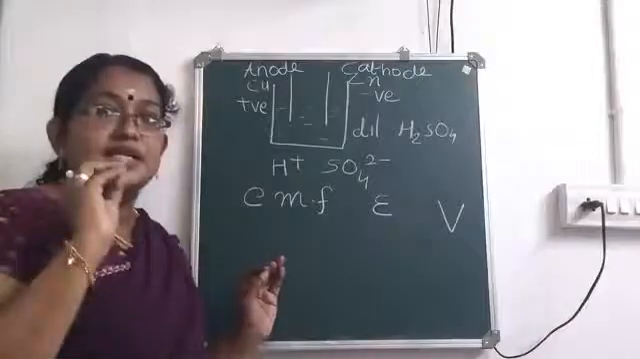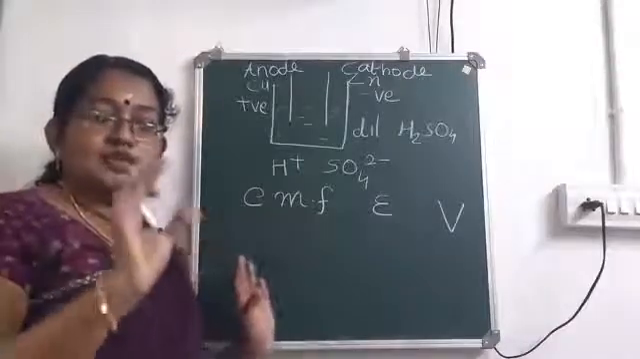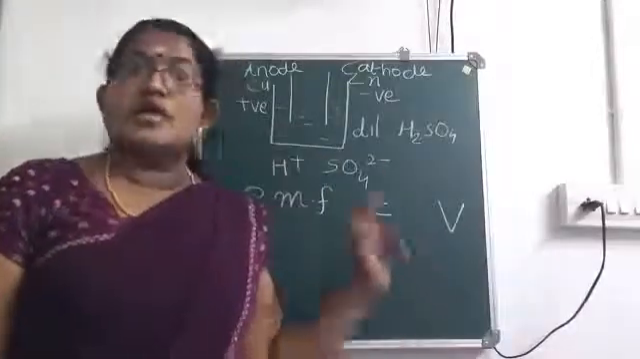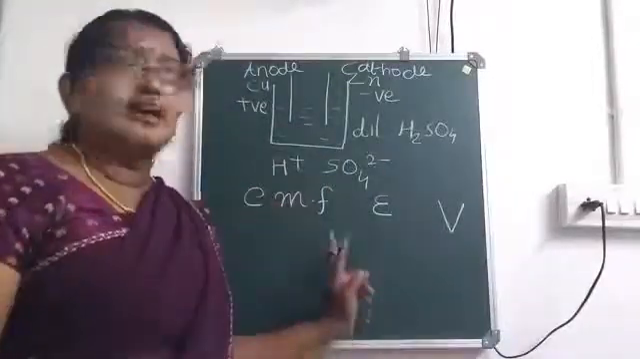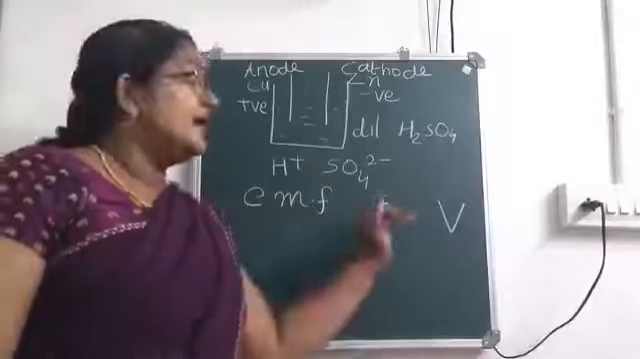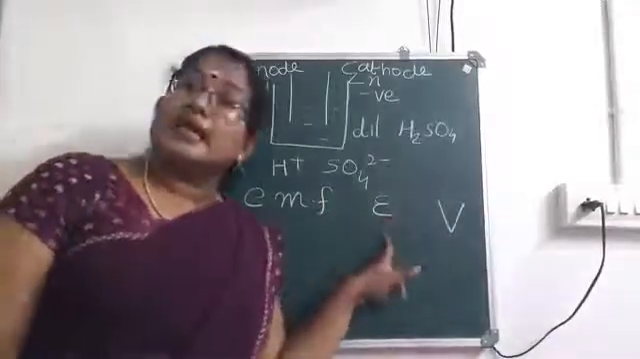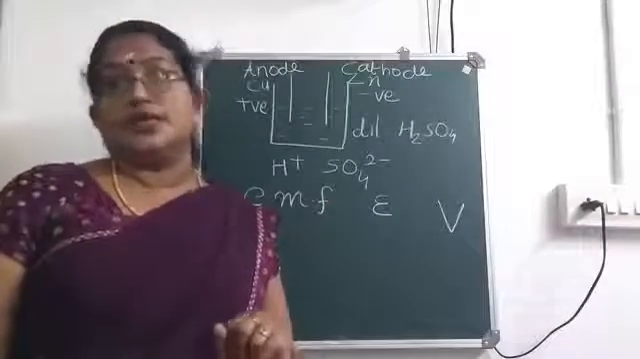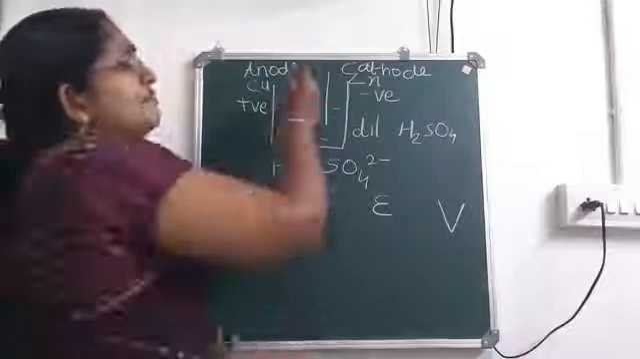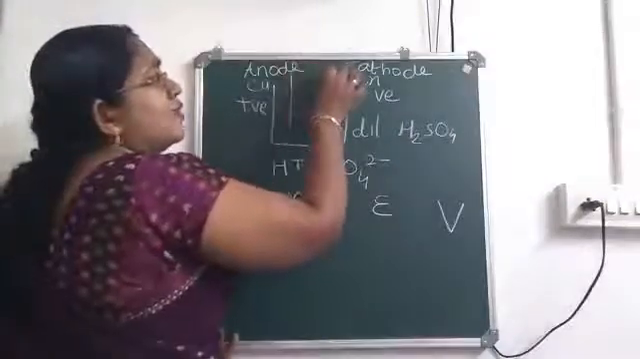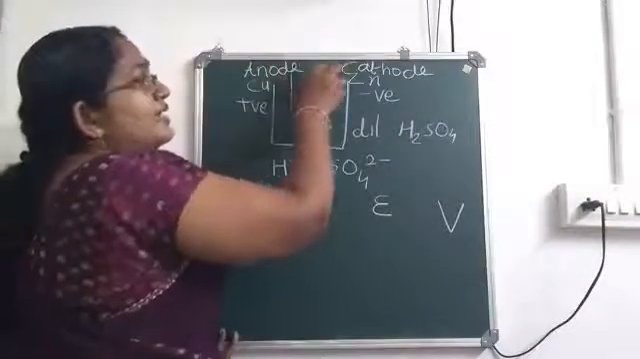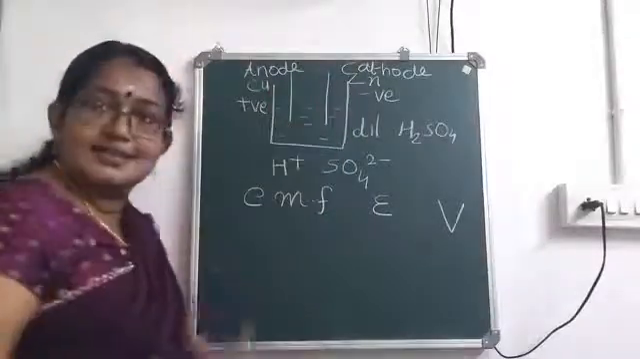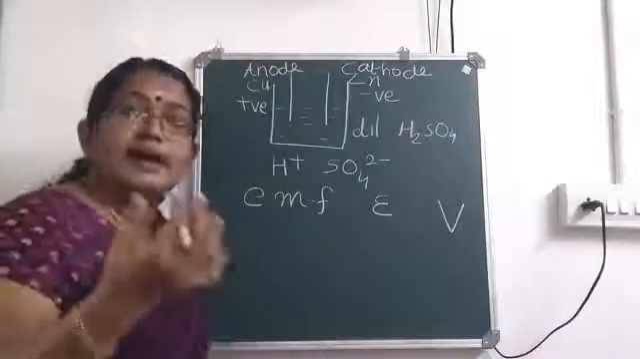So in an open circuit, when no current is drawn from a cell, the potential difference between the electrodes is called EMF or electromotive force. It is represented by the letter epsilon, and its unit is volt. Now, if I connect a bulb or something, current flow will take place through the external circuit also, and then the bulb will glow.